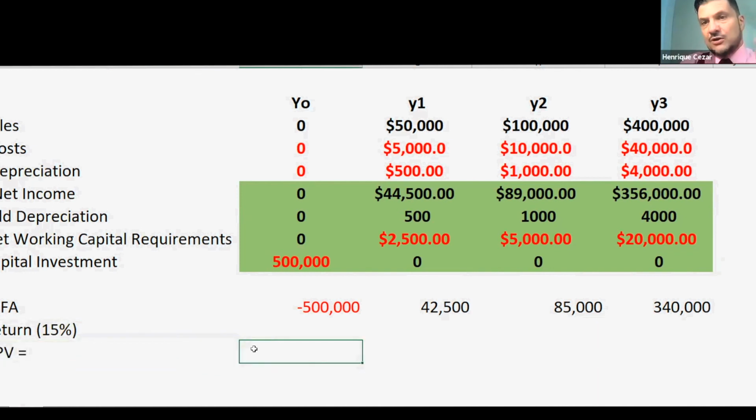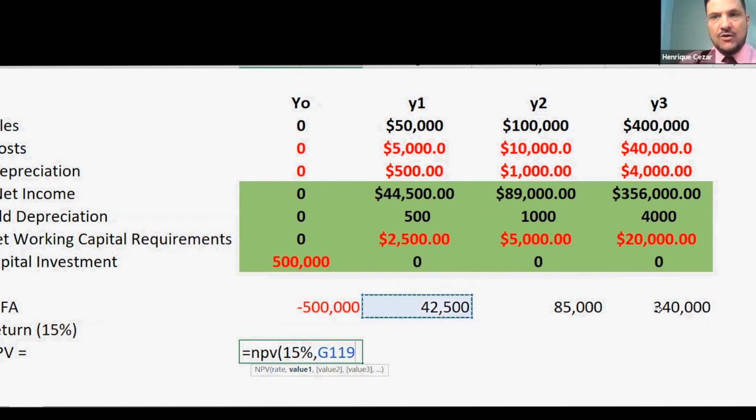Now be careful. I'm going to do NPV one more time, because again, it's easy to make a mistake here. Quite easy to make a mistake, to be honest with you. Equal NPV, open parentheses. What is the interest rate or the rate of return? 15%. Put it there. Comma. Value 1, not value 0. Value 1, 2, 3 are those cash flows here. That's it. Only year 1, 2, 3, 4, whatever, but not year 0.